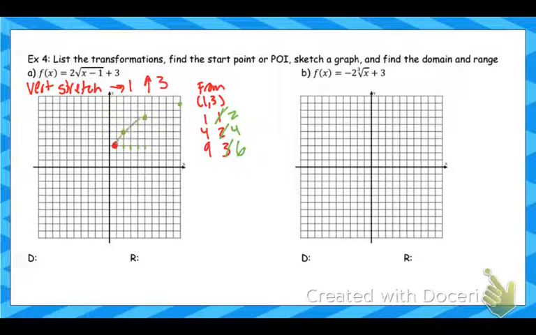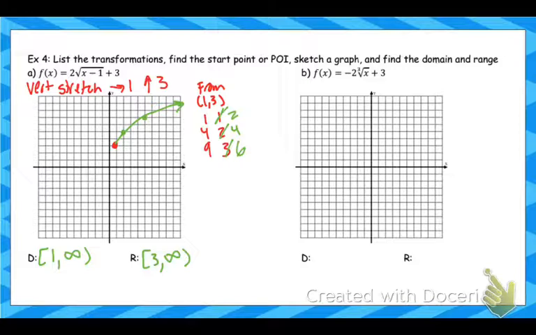And there is my stretched function. All right, domain and range. Remember, domain is left to right. The farthest left x value is 1. It keeps going to infinity. Range is bottom to top. The lowest y value is 3. Keeps going till infinity.